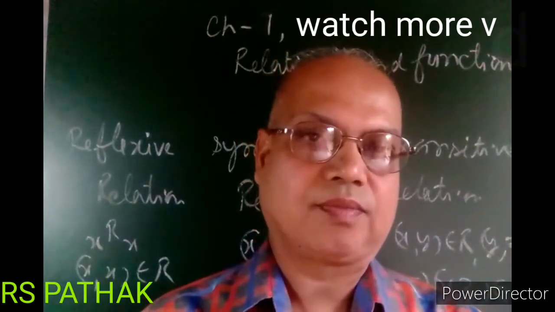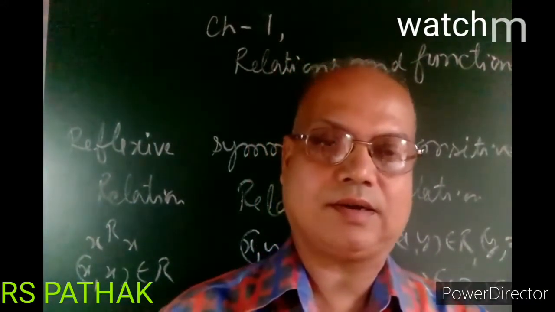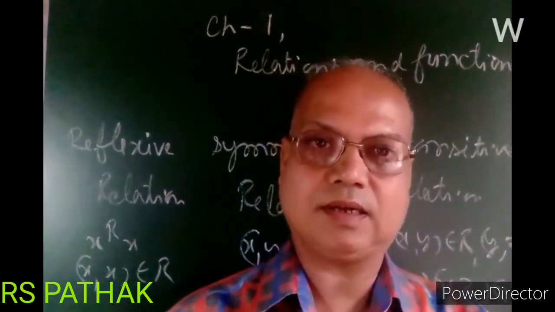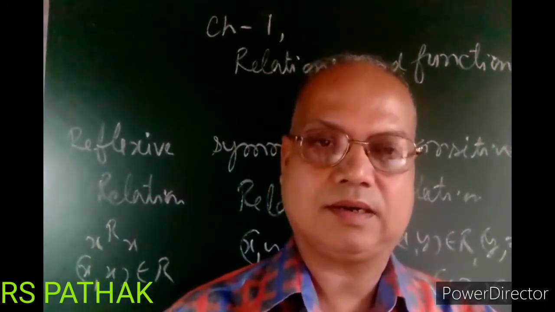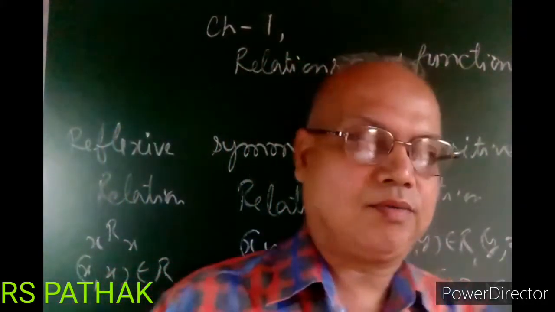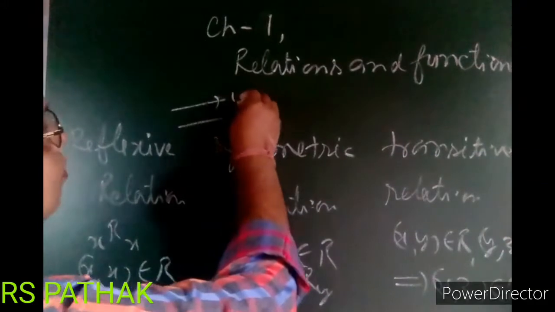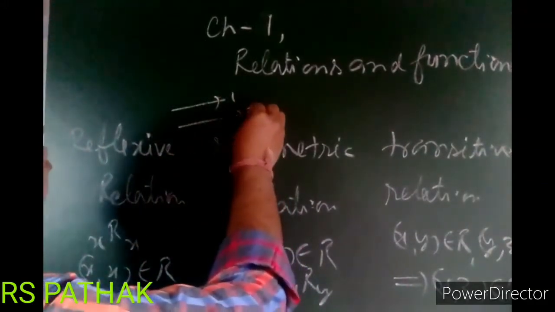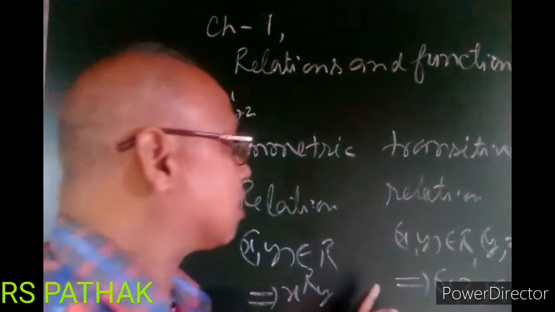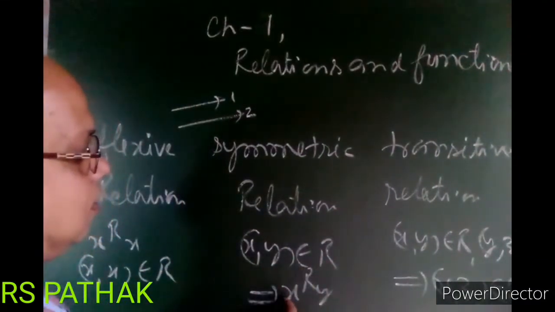Symmetric relation. If one triangle is congruent to another triangle, then the other triangle is congruent to the first triangle. This is an example of symmetric relation. Similarly, if line number 1 is parallel to line number 2, then line number 2 is parallel to line number 1. This is also an example of symmetric relation. It is denoted by (x, y) belongs to R implies (y, x) belongs to R.